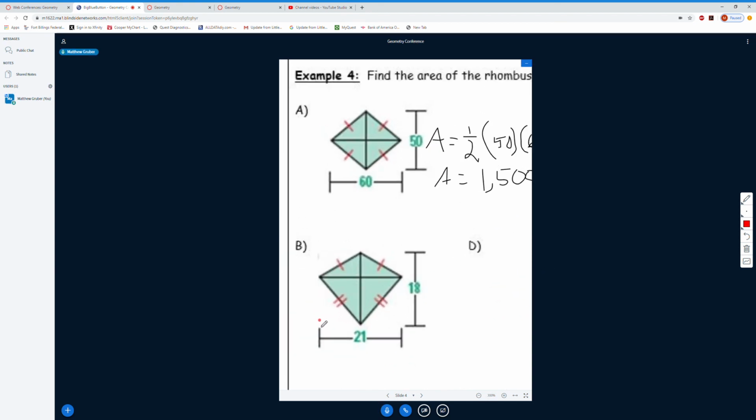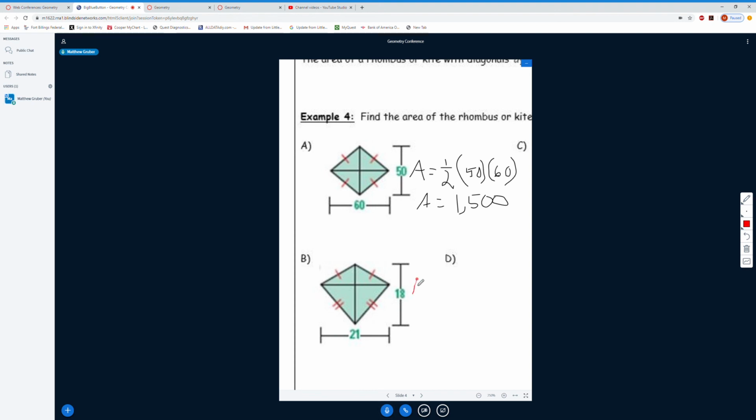Oh, look, I have a kite. To find the area, it's half the product of the diagonals. They gave me the diagonals. That's nice and convenient. So it's half of 18 times 21. Well, half of 18 is 9, and 9 times 21 is 189. Okay?